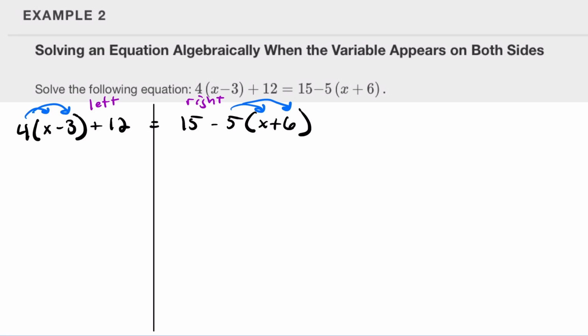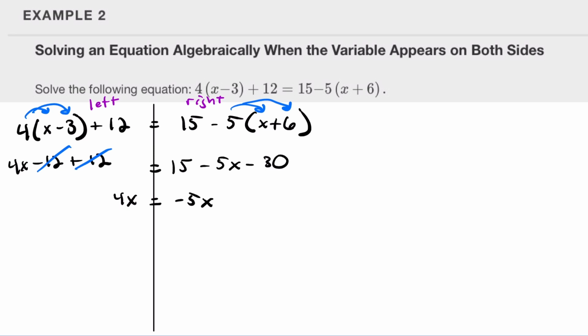So then on the left, we're going to get a 4x minus 12 plus 12. On the right, it looks like we have 15. If we distribute a negative 5, that's going to be a negative 5x minus 30. So a number plus its opposite, these guys add to 0. So on the left-hand side, we're just left with 4x. On the right, if we combine like terms, we have a negative 5x minus 15.